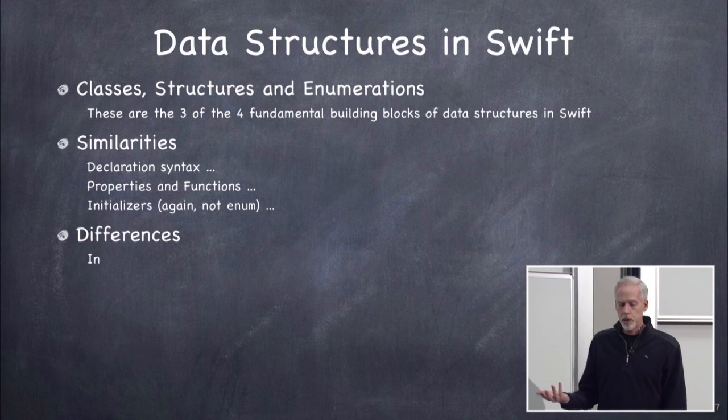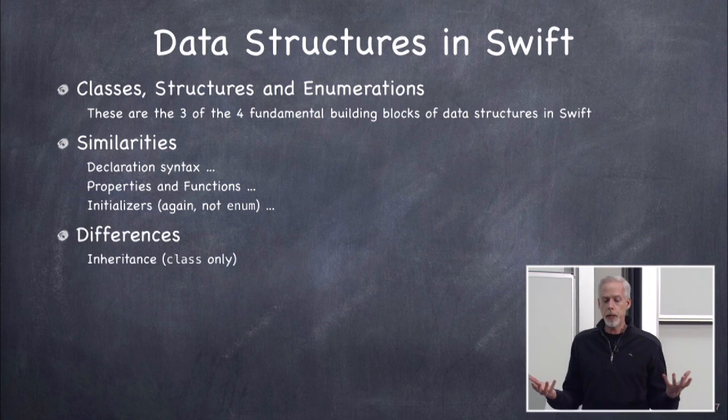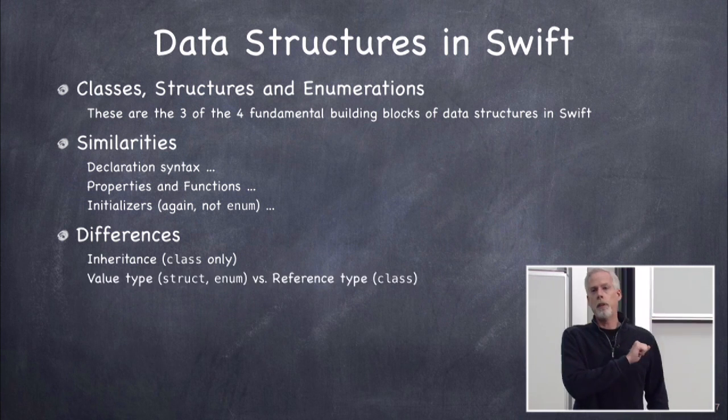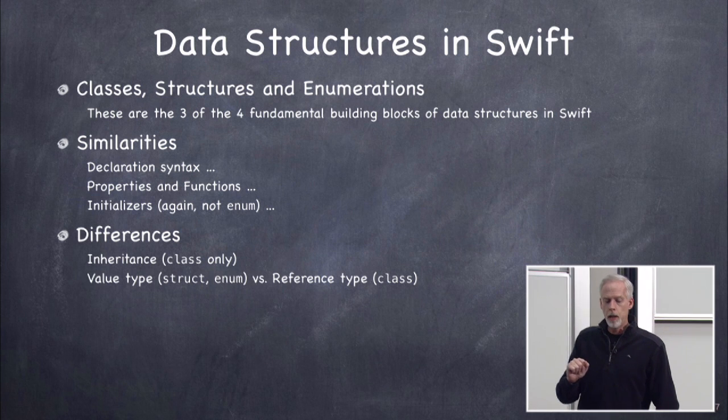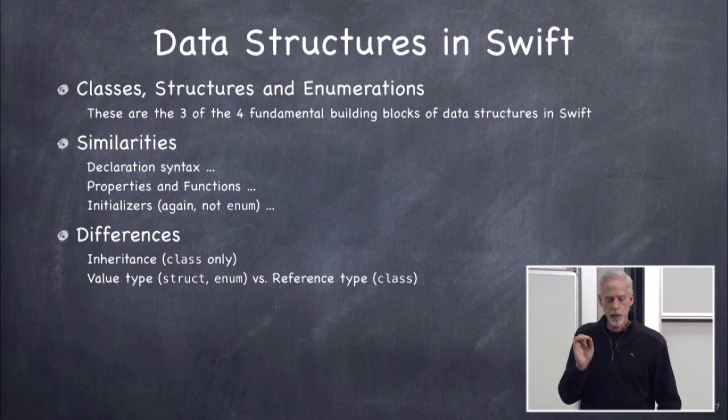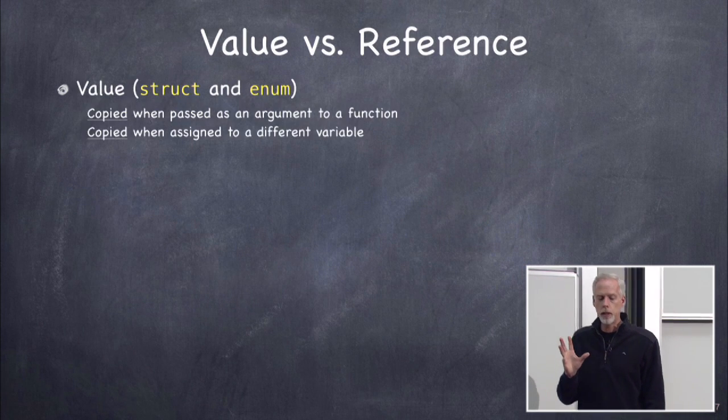So that's the same. Now, what are the differences? Well, of course, inheritance is a big difference for classes. Classes have inheritance. Structs and enums do not. But the most important difference, which I mentioned last time, is that structs and enums are value types and classes are reference types. So let's go into that and talk about it just a little more. It's so important, I'm going to talk about it again.